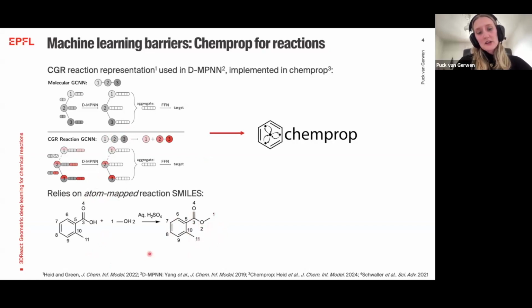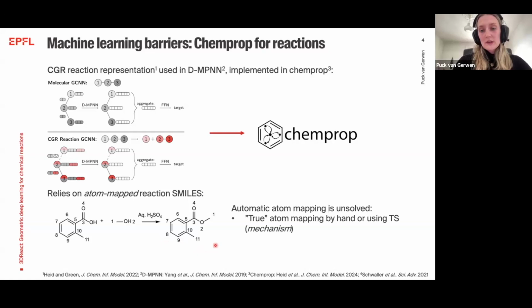As you can imagine, this basically requires you to have a chemist that is able to identify the transformation rule that is taking place here and to do this annotation. This is what I will call true atom mapping. So this is either done by a chemist, or by using the reaction mechanism. You can also extract this kind of information, again, by using the transition state.